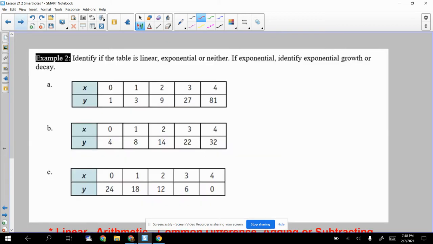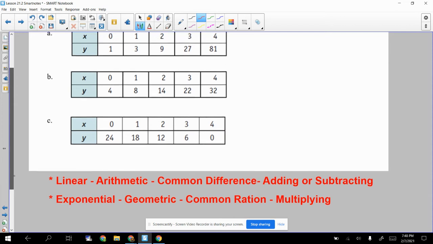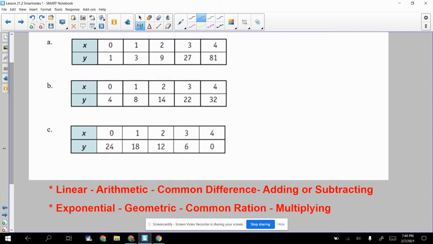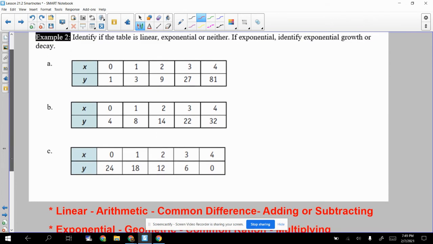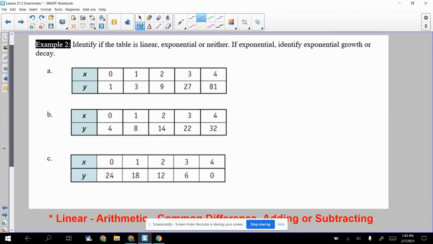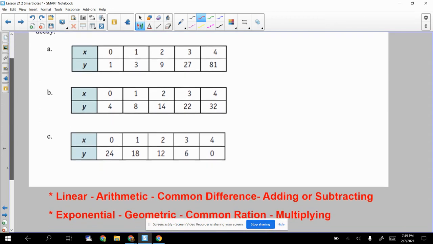So in these next couple, we are basically going to be looking at some patterns here. So I would jot down the following information because we are going to be referring back to somewhat what we talked about in our last little section that we quizzed on. So what we're going to be doing is looking at these tables and determining if it is a linear function, an exponential function, or neither. If it is exponential, we're going to determine whether we think it's exponential growth or decay.